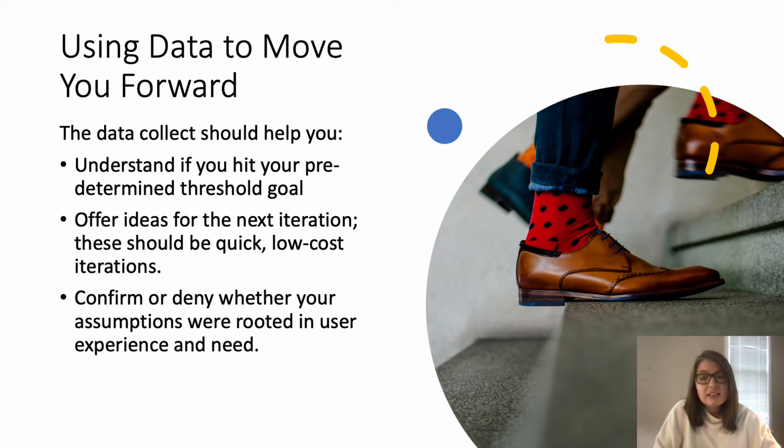And finally, the data you receive on your prototype will help confirm or deny whether your assumptions were truly rooted in user experience and need, in the needs of your target audience, your community that you're working with. Maybe your recipe wasn't as simple to prepare as you thought. Or perhaps the recipe steps were confusing and that resulted in some less than favorable flavors. This is the kind of information that helps you plan for your next iteration and understand whether your underlying assumptions are accurate and relevant.